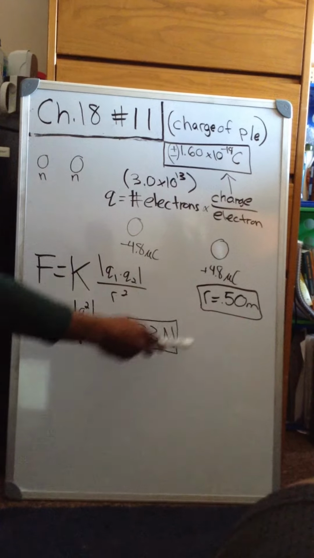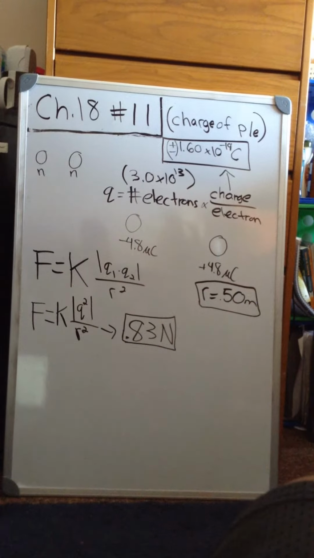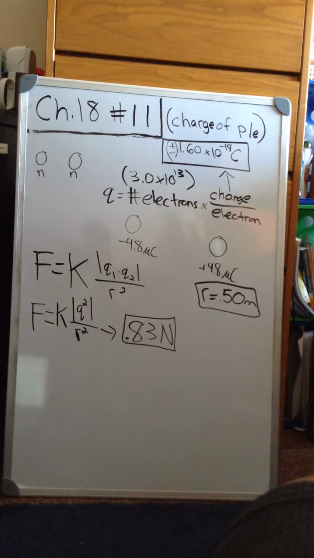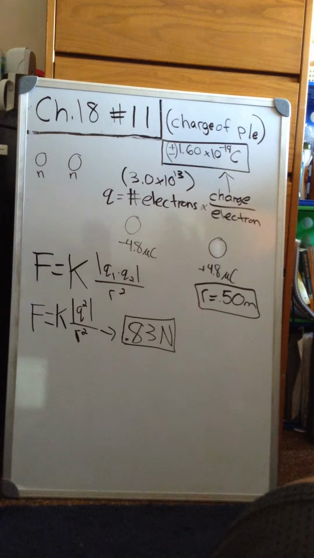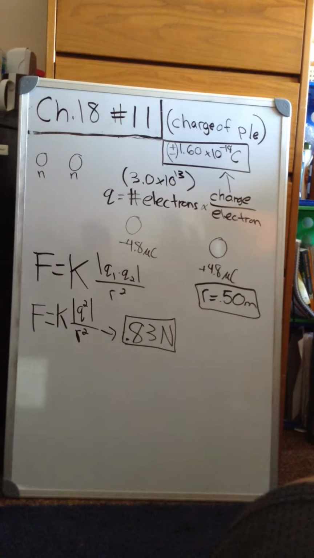The problem tells us our distance, our R value, which is the distance between them, and it also gives us K, which is a constant, which we know to be 8.99 times 10 to the 9. But you plug in these values and you get a final force of 0.83 newtons.